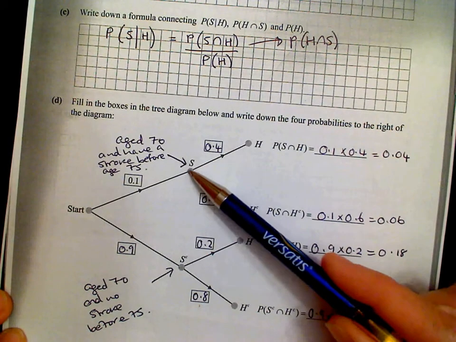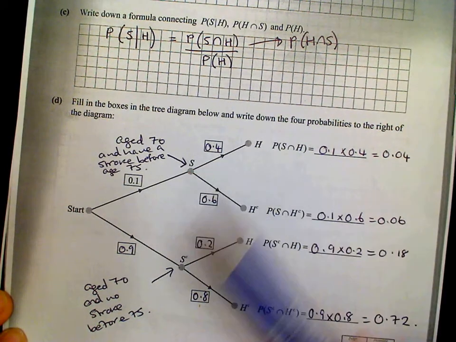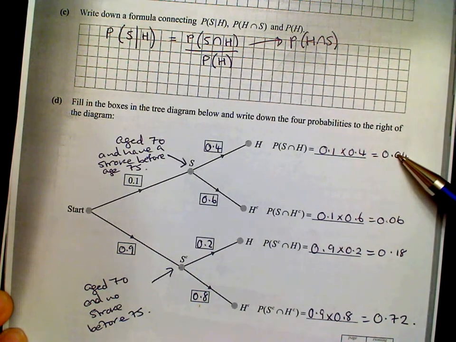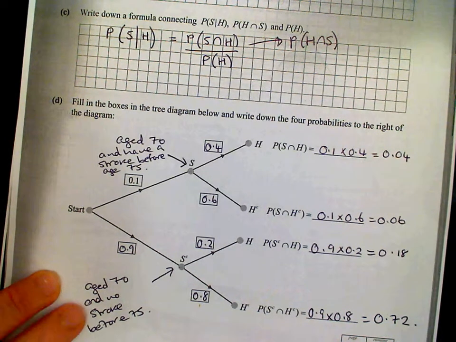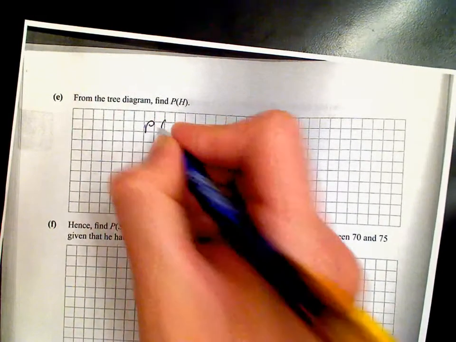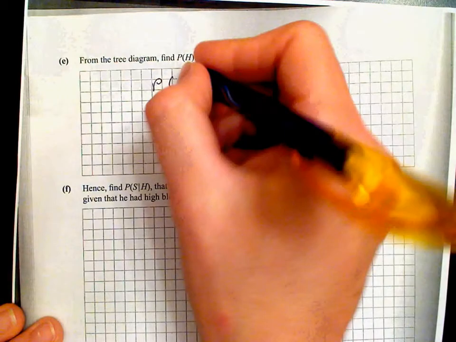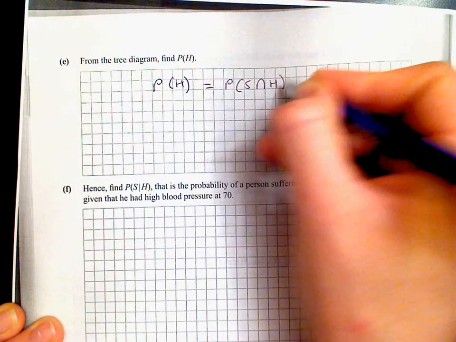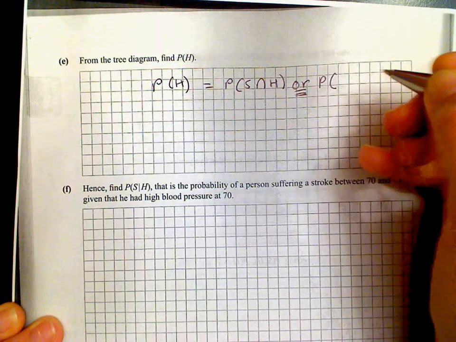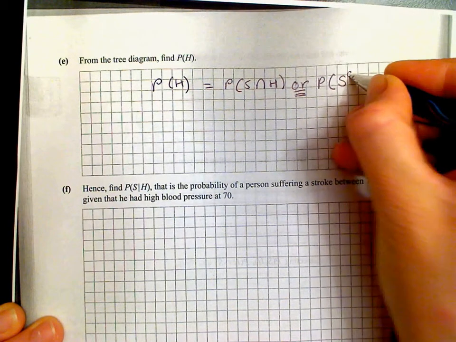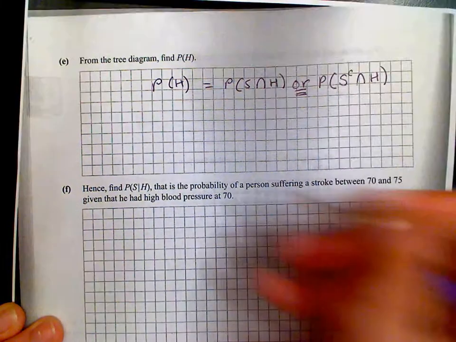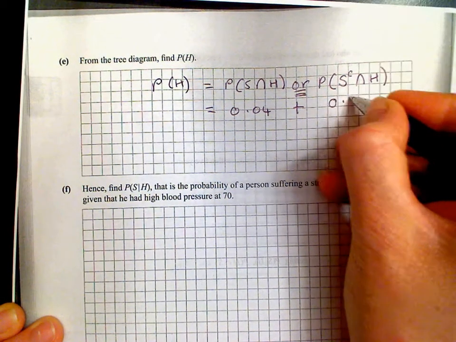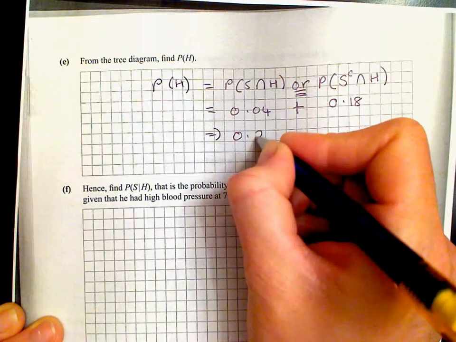the probability of stroke and high blood pressure, and the probability of being 70 and no stroke and high blood pressure. So it's 0.04 plus 0.18. So the probability of high blood pressure is the probability of stroke and high blood pressure, or you could have the probability of being 70 and no stroke and having high blood pressure. So that is 0.04 plus, because we're talking about or, 0.18. And that gives us a value of 0.22.